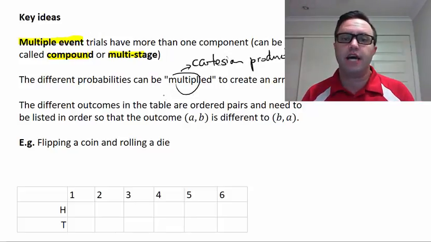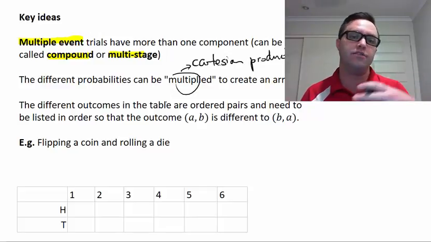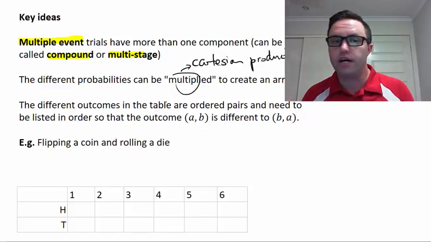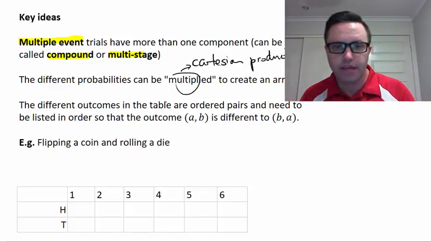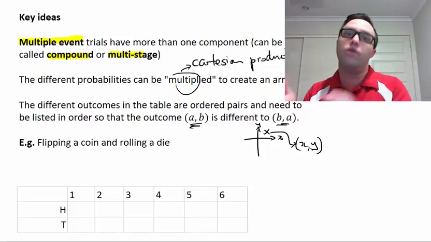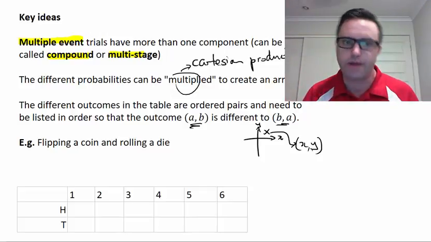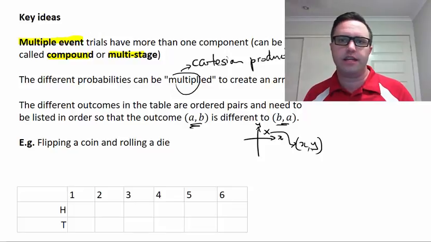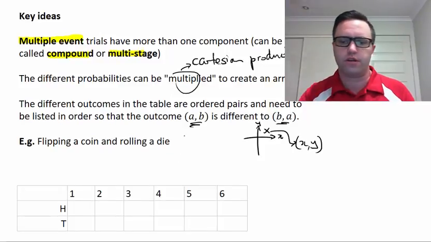Now the different outcomes in the table, this is important, are ordered pairs, and so they need to be listed in order so that the outcome AB, for example, is different to BA. This is similar to our XY stuff, where if you're talking about this point here, it would have some X value, some Y value, and the order made sense so that everyone knew what we're talking about. Right, let's have a look at an example to show you how this works.